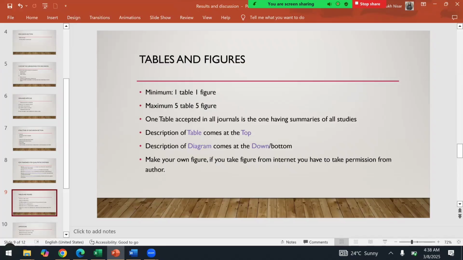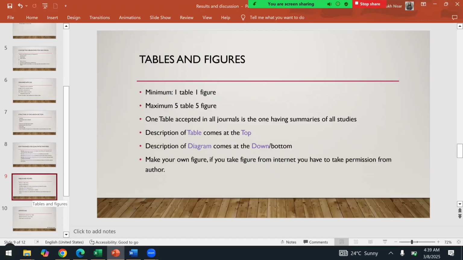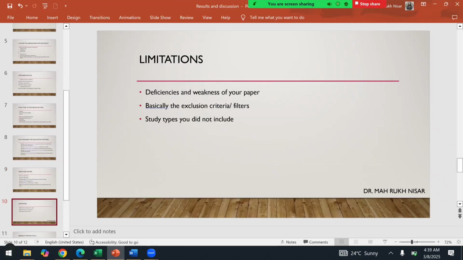Other than the Prisma flow diagram, if you have to add any figure, you have to make your own figure on Word or any other Microsoft software. If you take any figure from the internet, you have to take permission from the author, otherwise it would have plagiarism. And limitations that I already told you, it is basically your exclusion criteria.